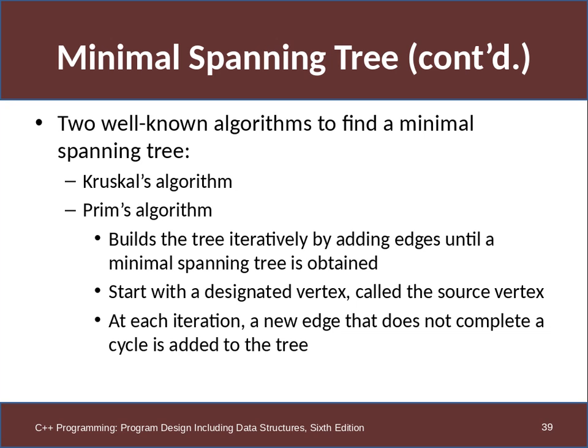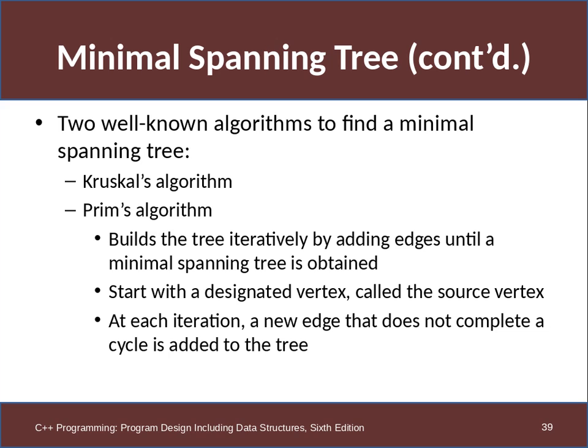How about that? Two well-known algorithms for finding the minimal spanning tree are Kruskal's and Prim's. So we can go through Prim's. In algorithms, you'll probably study Kruskal's, and then you can compare and contrast the differences, find out when one is better than the other. Prim's builds a tree iteratively by adding edges until a minimal spanning tree is obtained. Start with a designated vertex called the source vertex, and each iteration adds a new edge that does not complete a cycle, and you add it to the tree.